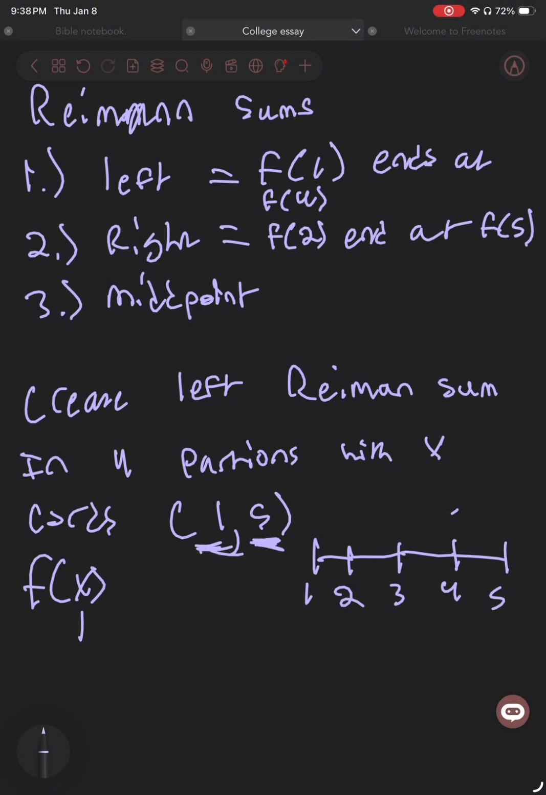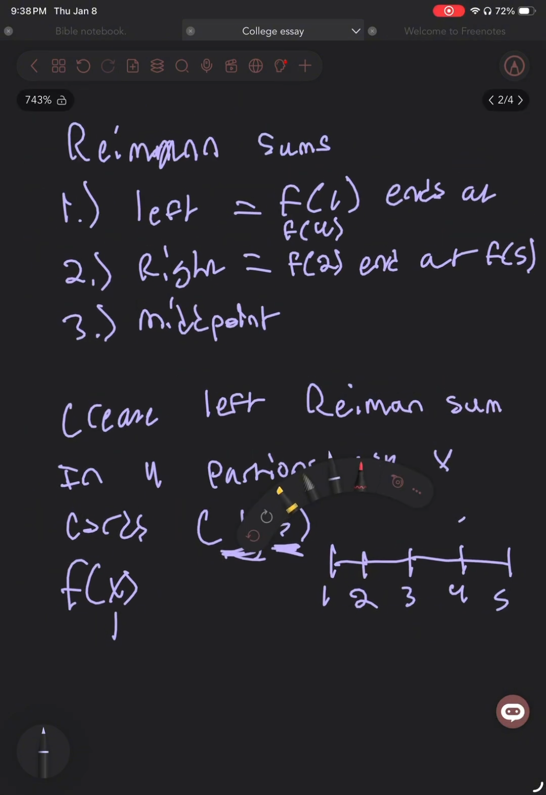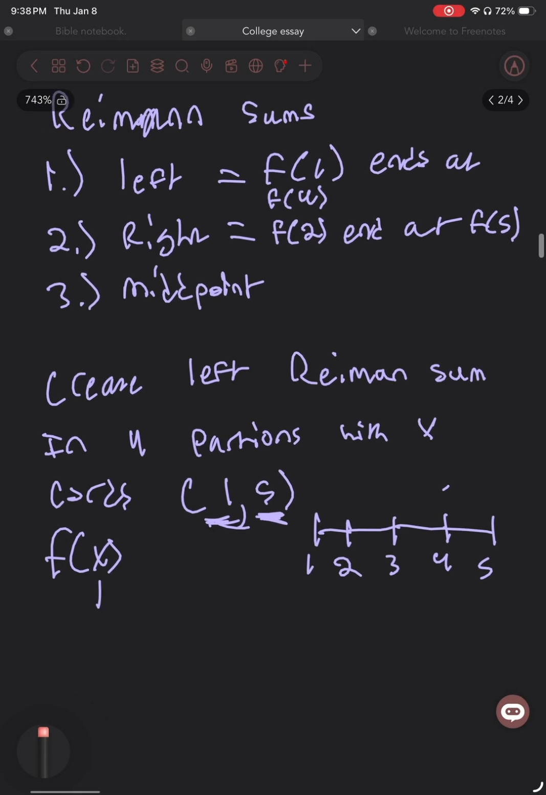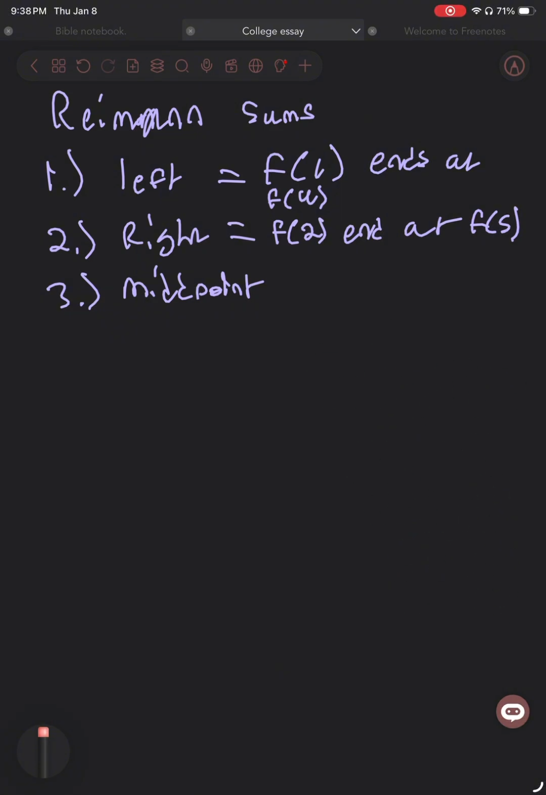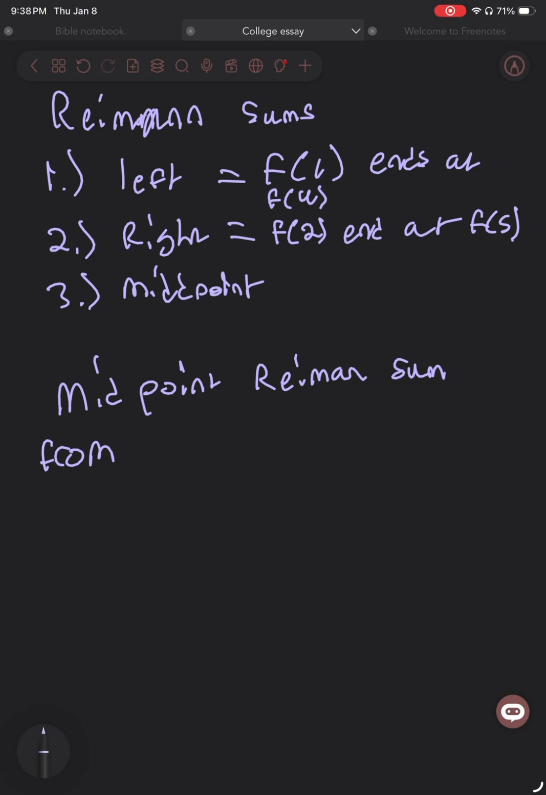Midpoint is kind of, it's not really different. I don't think it works very well for this, but let's just say they want a midpoint Riemann sum from, I don't remember what the thing was, but let's just do 1 through 5 with 2 partitions.